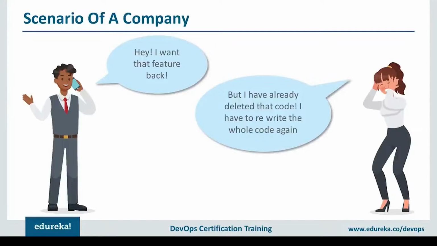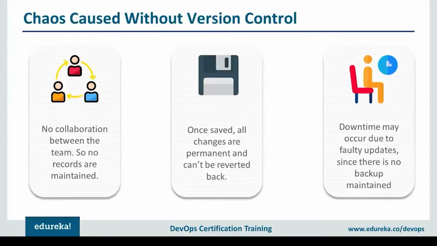But before I tell you what exactly a version control system is, let me show you the chaos caused without it. Well, without a version control system, there was no collaboration between the team. Basically, there were no records maintained. Nobody knew who made the changes, where the change was made and when it was made. So the team of developers working on a particular system made their changes by themselves.